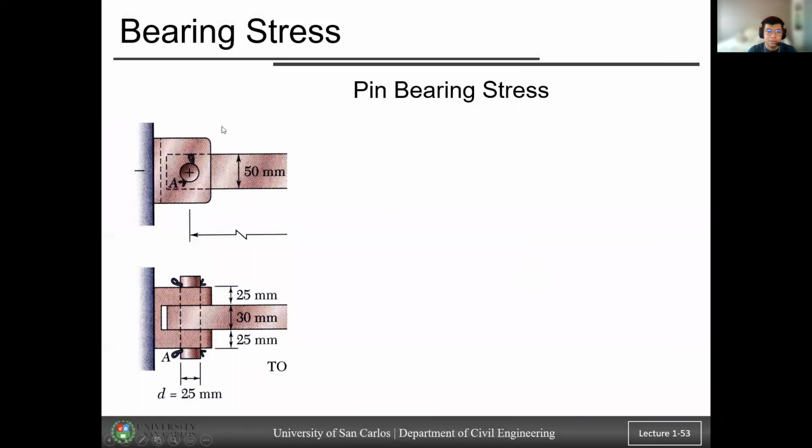Okay, so this one is the zoom area for joint A. Again, the plate or the member AB is 50 millimeters in diameter, so we're not sure if the member is circular or not. This is the side view of the material at joint A, and this is the top view in the lower figure.